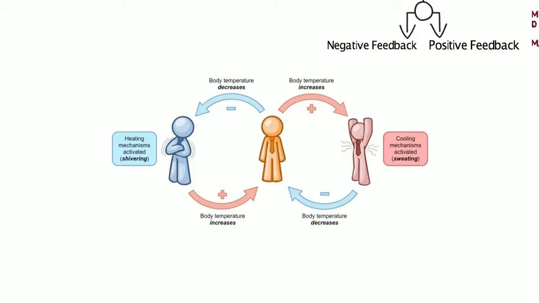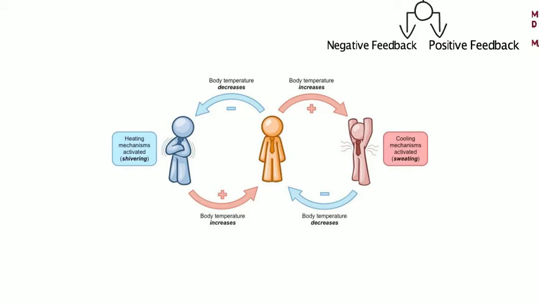Likewise, if you go exercising at the gym or something, your body temperature will start to increase and you will start to sweat. Sweat causes evaporation of water on the surface of our skin, which takes heat away with it, and then the body temperature will decrease again. So both of these are examples of negative feedback. It's not that one's negative, one's positive. Both of these are negative feedback because you're essentially reversing or reverting the change.